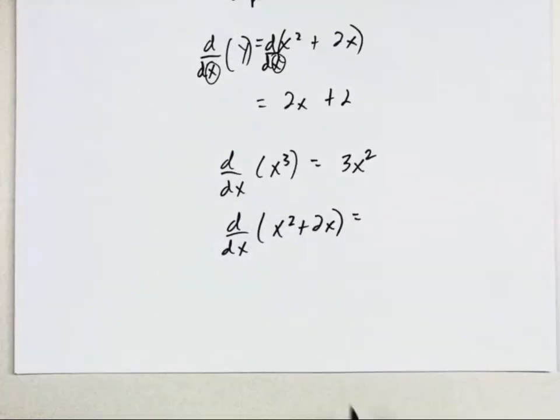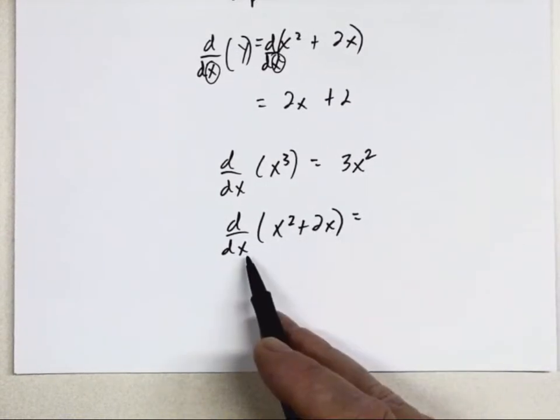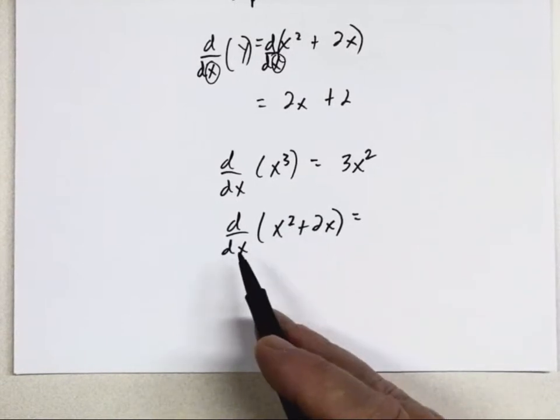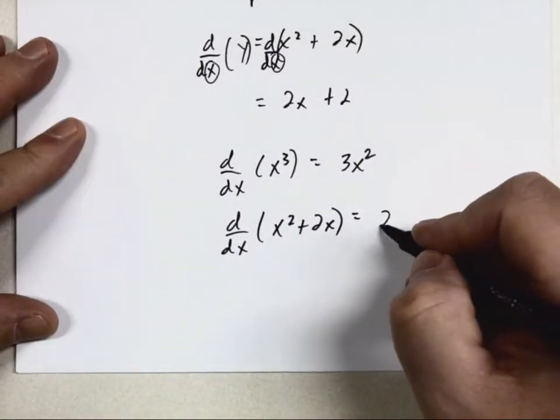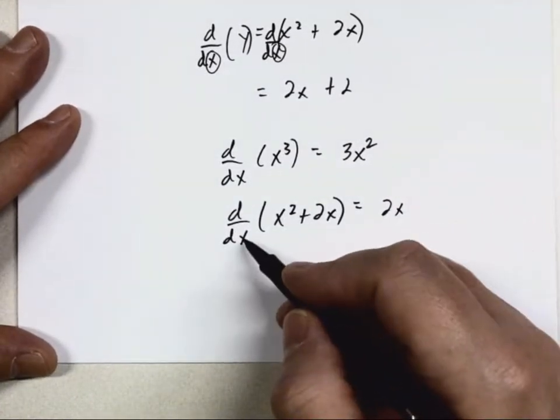Once again, to do the expression I just did, the derivative of x squared plus 2x with respect to x. The first term, it's an x squared. Derivative with respect to x, 2x. Second term, 2x. Derivative with respect to x.